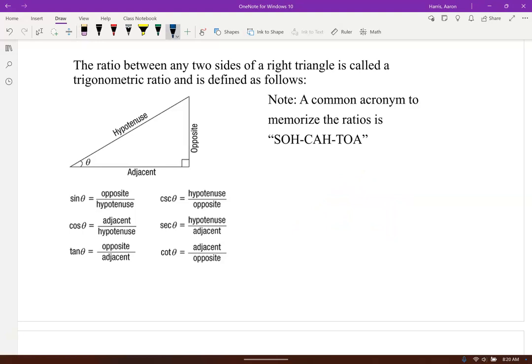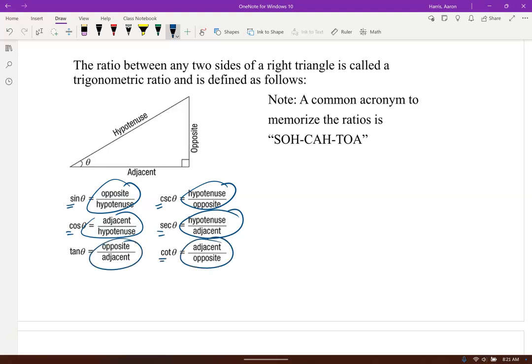So cosecant, here's how I remember. S goes with C. Cosecant flips it over. Instead of opposite over hypotenuse, it's hypotenuse over opposite. C goes with S. So secant is the reciprocal. Instead of adjacent over hypotenuse, it flips that over. Hypotenuse over adjacent. And then tangent and cotangent. Here's your cotangent. Just flips over. Instead of opposite over adjacent, it's adjacent over opposite.